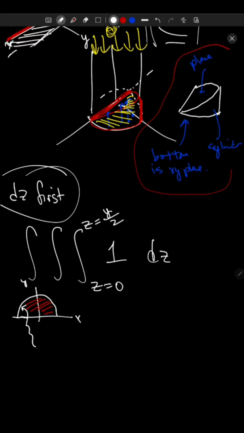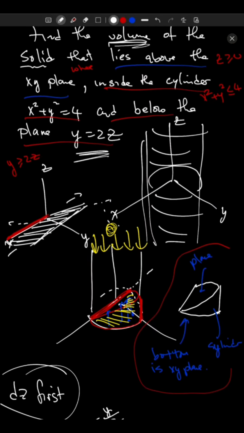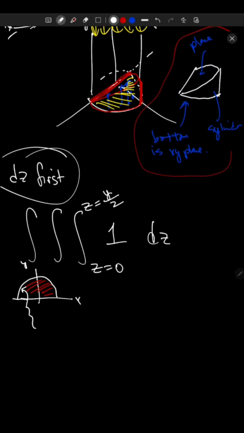This circle right here is the intersection of our cylinder with the xy plane, where z equals 0. Actually, our cylinder doesn't even have z in it. Our cylinder is just x squared plus y squared equals 4. And so immediately we know this is x squared plus y squared equals 4. So our outer two integrals are an integral over a circle of radius 2. And this is essentially our setup.